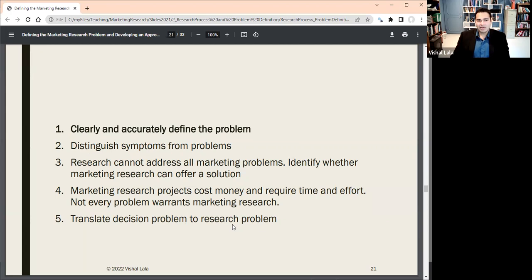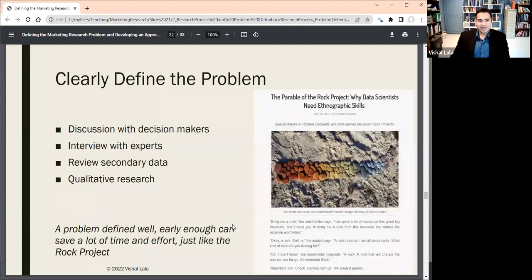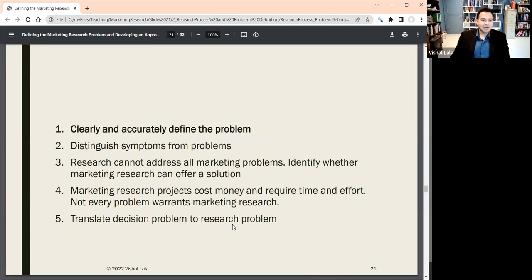Bottom line, clearly and accurately define the problem, distinguish symptoms from problems. You can't address all problems, identify the ones you can. Bear in mind, not every research problem is worth pursuing, because pursuing a research project can cost a large amount of time, effort, and money. So only the ones that are worthy should be pursued. And ultimately, you should be able to translate a decision problem into a research problem.